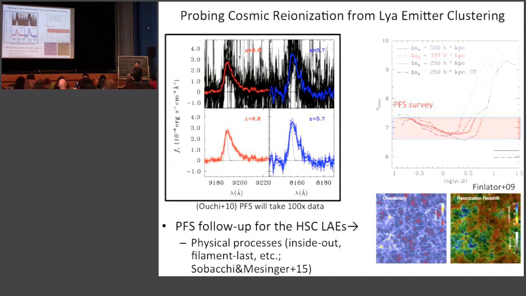One of the other interesting aspects of the PFS follow-up for the hyperspectral Lyman-alpha emitter is that you can obtain the Lyman-alpha distribution, mapping it out, and also you can stack. You can obtain the line profile precisely with the stacking method. If you carry out such stacking place by place, you would expect different line profiles. That would be an indicator of cosmic reionization.